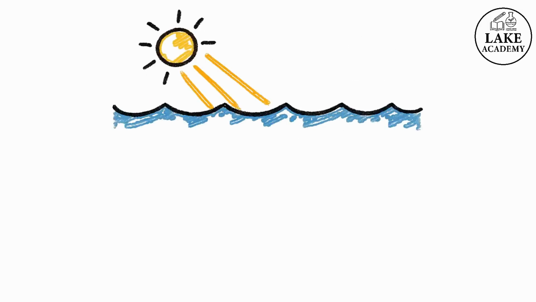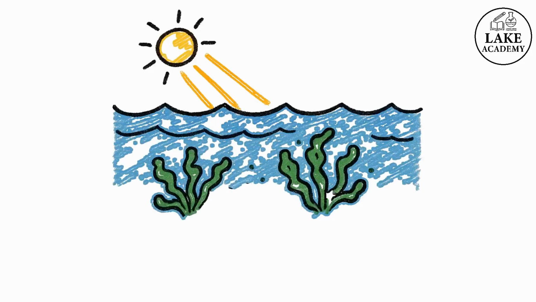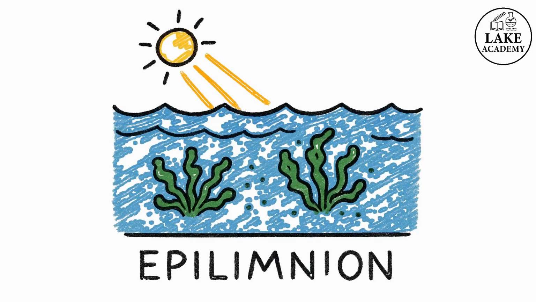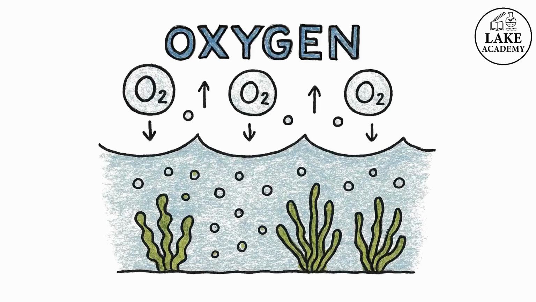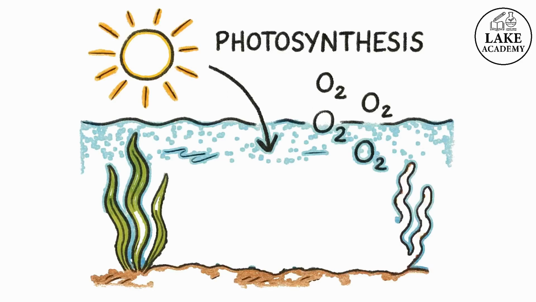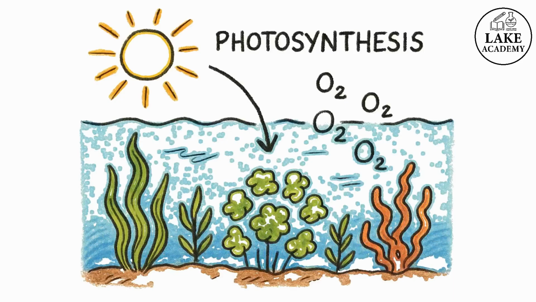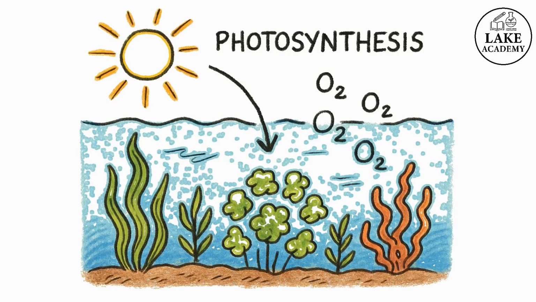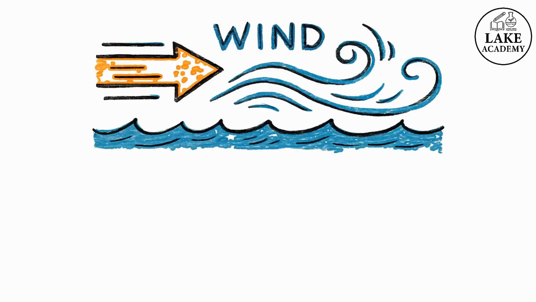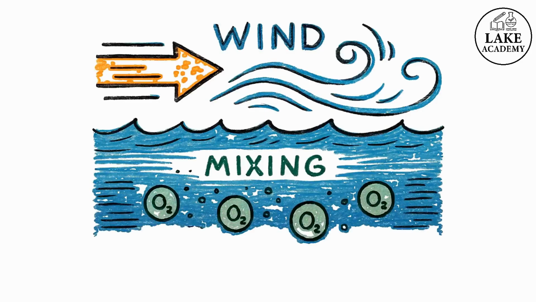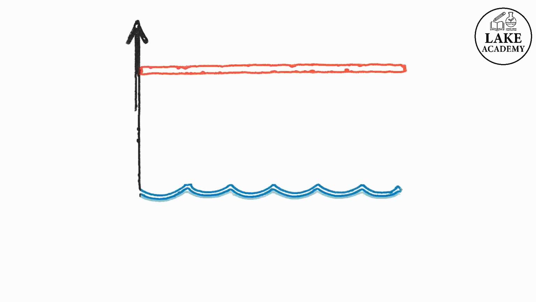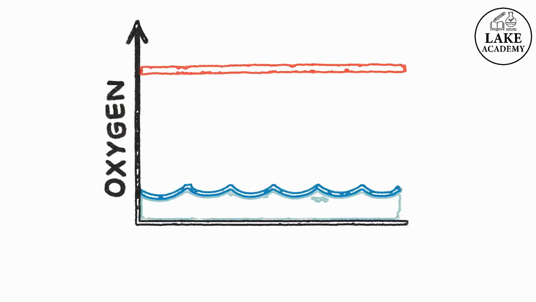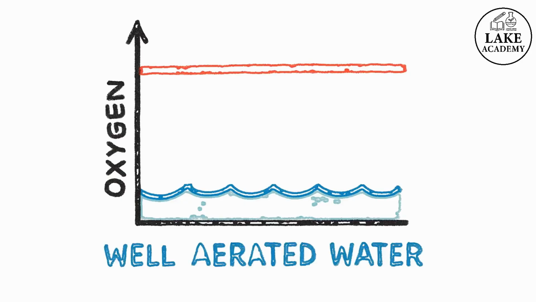The first section is the surface layer, what limnologists call the epilimnion. This layer is usually teeming with oxygen. Sunlight penetrates here, driving photosynthesis in algae, which releases oxygen as a byproduct. At the same time, wind churns the surface, mixing oxygen from the atmosphere directly into the water. So on our graph, the line starts high on the oxygen axis, showing healthy, well-aerated water.